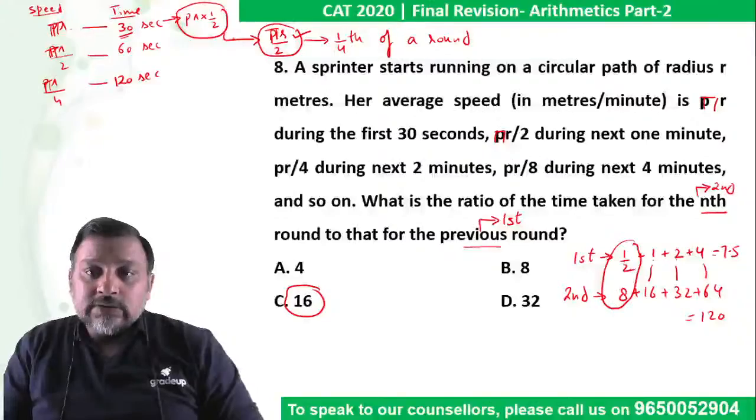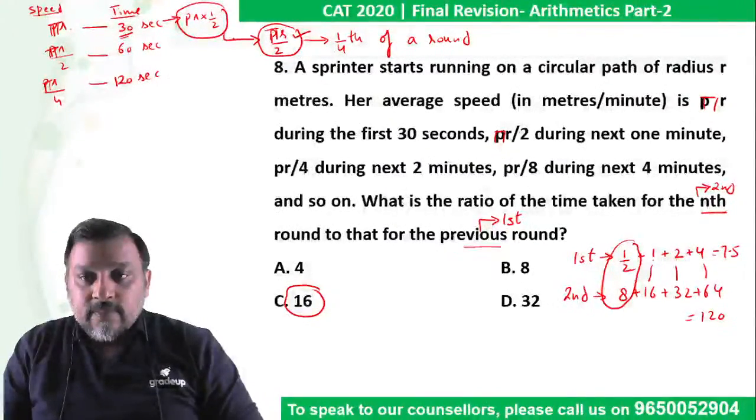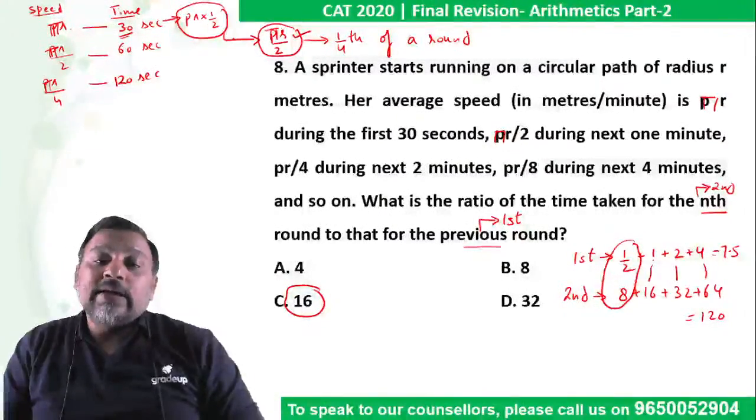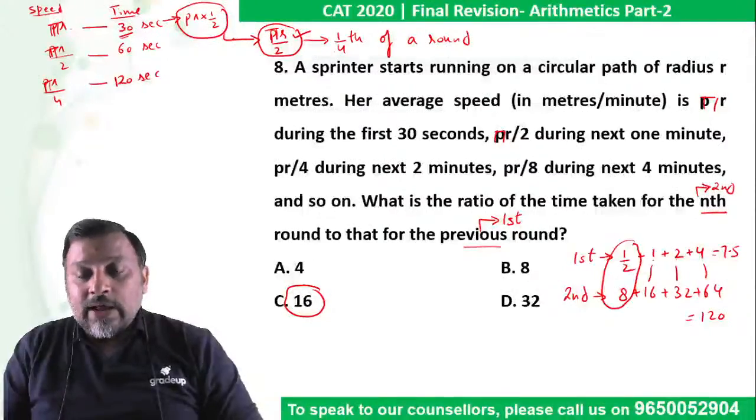Okay, so it is pi. With p we cannot solve this. Is this clear, guys? I can take n to be the second round, then the previous round would be the first round. So you can just find the value of the time taken in the first round to the time taken in the second round.